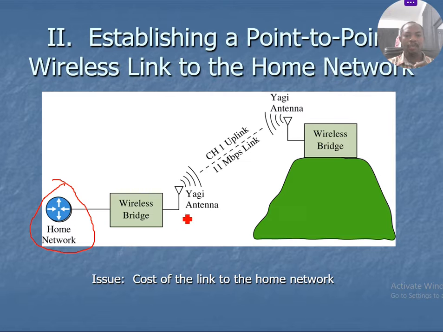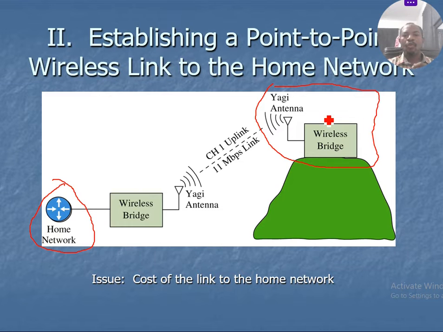From the wireless bridge, we connect our Yagi antenna that can establish a point-to-point link to another Yagi antenna that is built on a mounted top or a hilltop. Okay, or a tower. If there's no hill for you to build on, you build a huge tower.